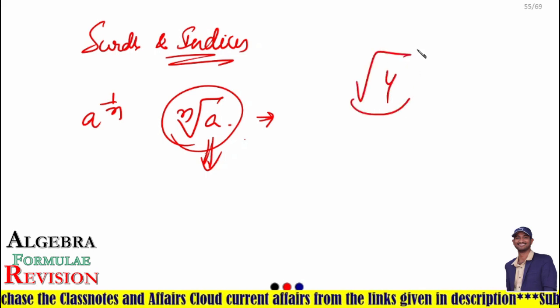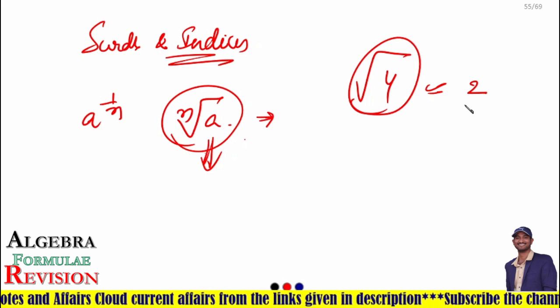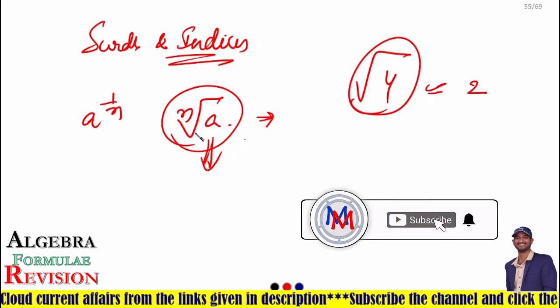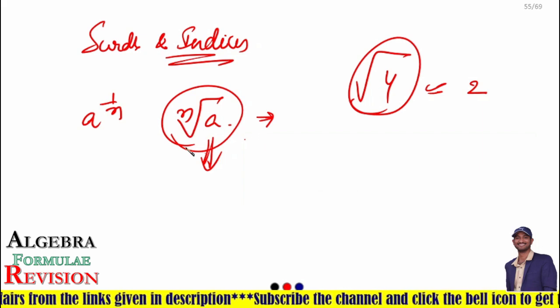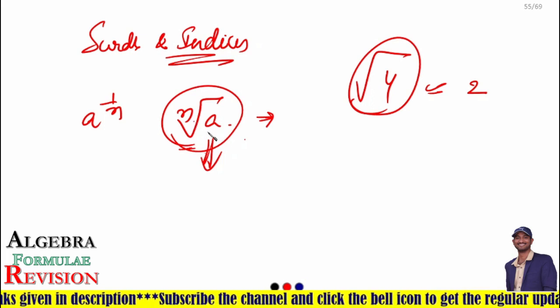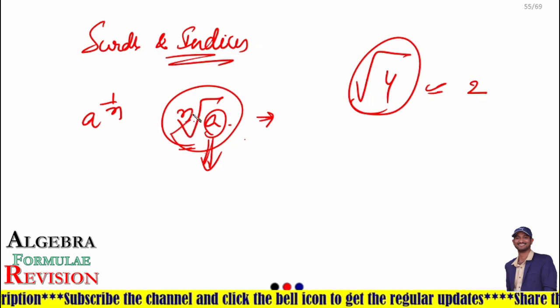Square root of 4 is not a surd because square root of 4 is 2. It's a rational number, not an irrational number. So nth root of a, if the value of nth root of a is an irrational number, then we call it a surd, where n is called the radical power, a is called the radicand, and the nth root symbol is called the radical sign.